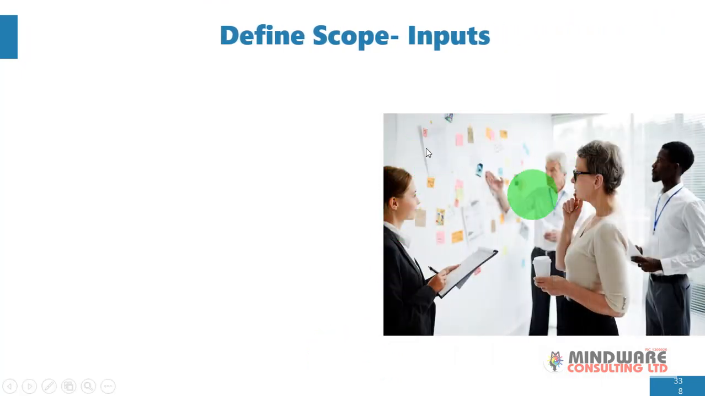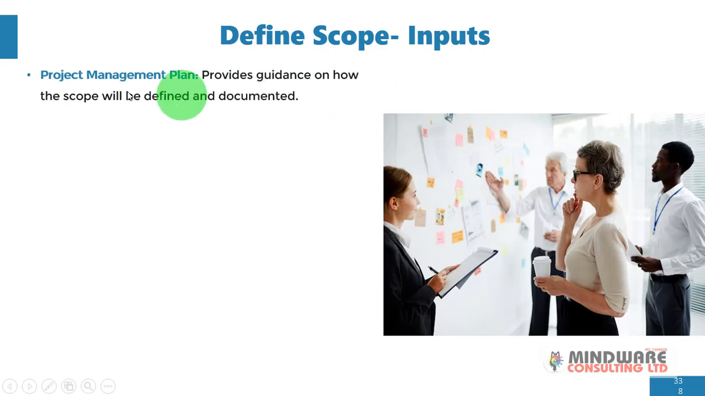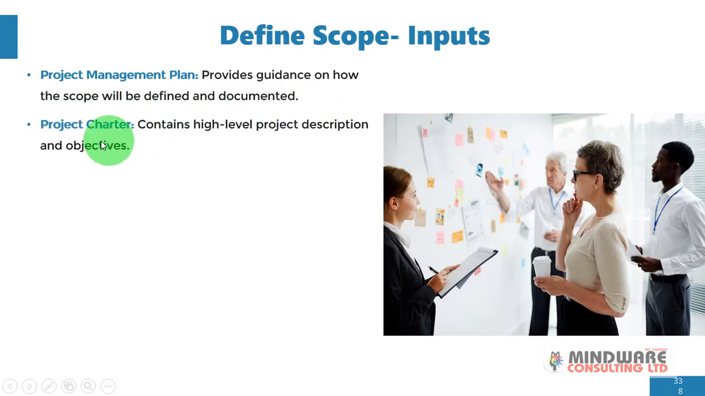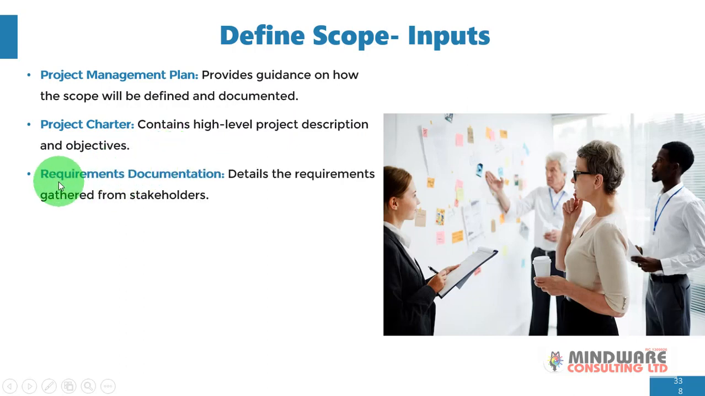Now, what are the inputs of this process? Firstly, we have the project management plan, which provides guidance on how the scope will be defined and documented. And then you have the project charter. This contains high-level project description and the objectives. Next, you have the requirements documentation. This includes the details of the requirements, alright, which you have gathered from stakeholders.